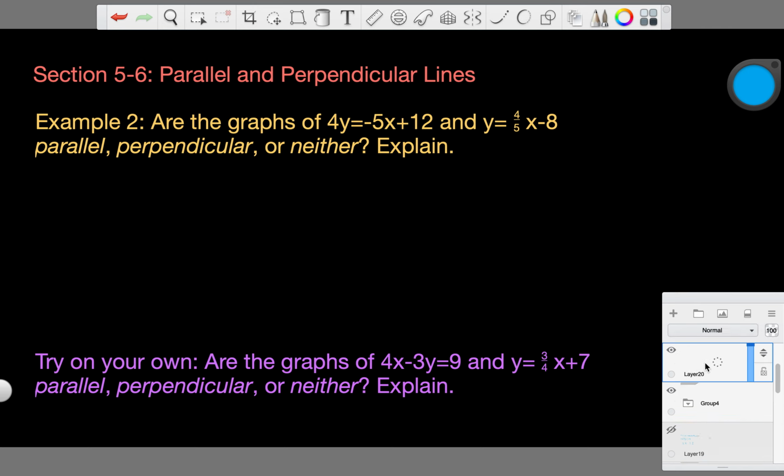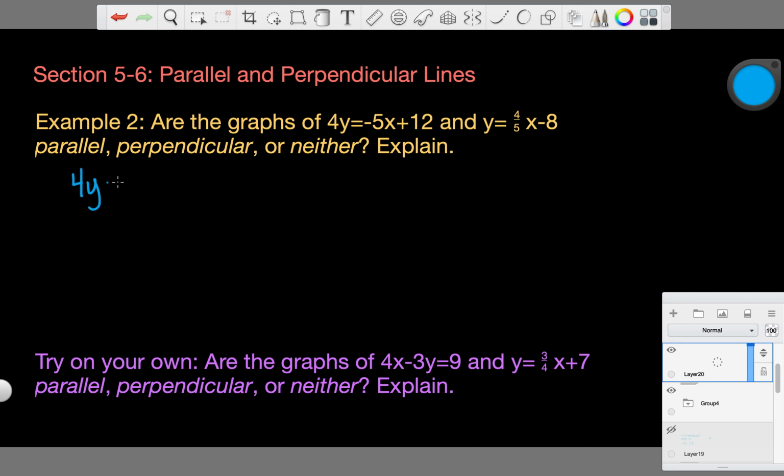So next up, example 2, we only have 2 more to go. It wants us to tell whether the graphs of 4y equals -5x plus 12 and y equals 4/5 x minus 8 are parallel, perpendicular, or neither. And it wants us to explain. In order to figure this out, we need to look at our slopes. If they're the same slope, they're parallel. If they're opposite reciprocals, meaning they multiply together to get -1, they're perpendicular, or they just have nothing to do with each other and they're neither. So we want to solve this first equation for y so we can identify what our slope is.